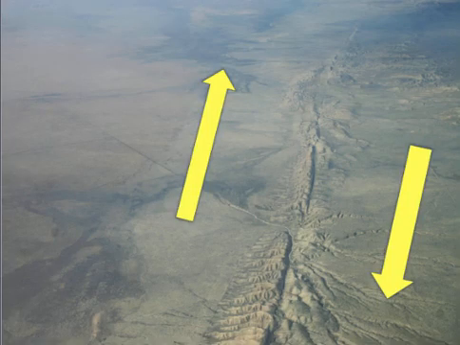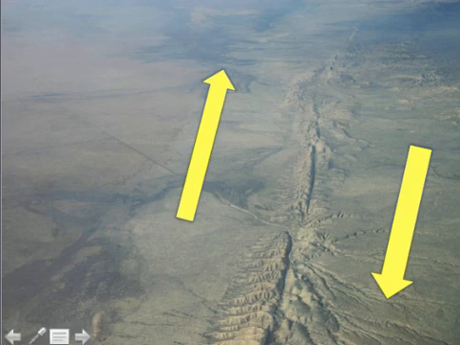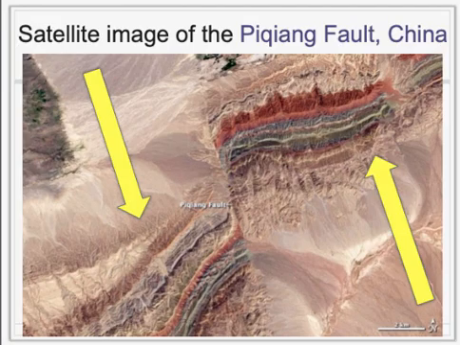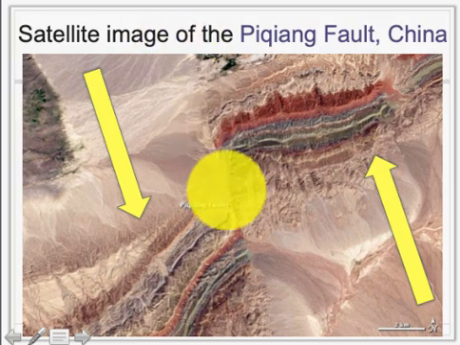Fractures in the Earth's surface where rocks are being scraped against one another are called faults. Here you can see a picture of the San Andreas Fault in California. The plate on the west side of this fault is being pushed north, while the eastern side is being pushed south. Here's another satellite image of a fault in China. You can see how the rocks have slowly slid past each other over the years, dividing this mountain range in half. Here's the fault line right around here.